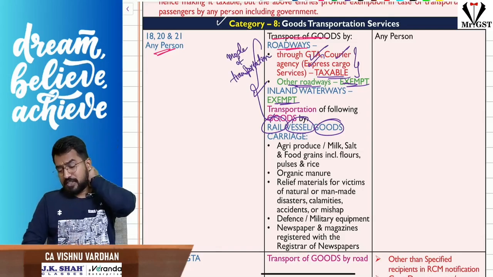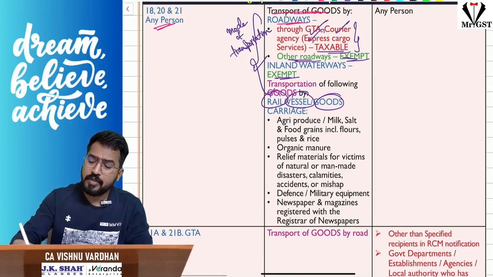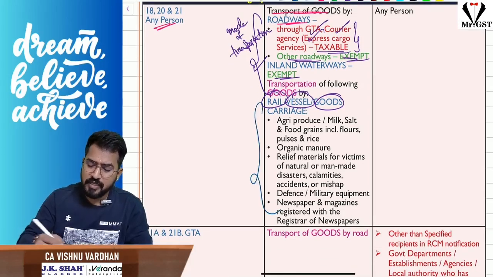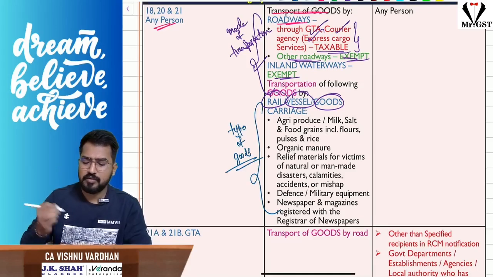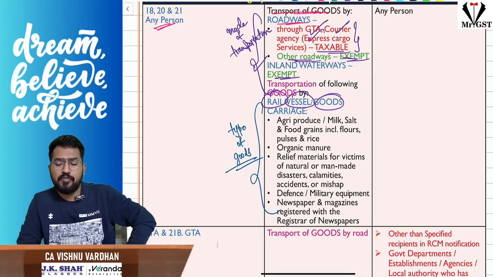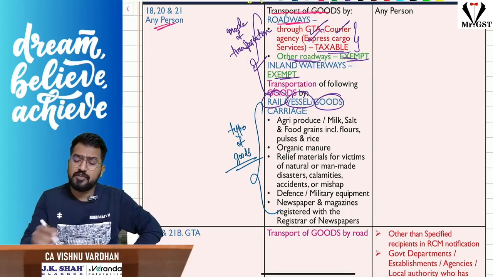Based on that, the exemption is given. But here, in this particular case, we are discussing that the exemption is based on type of goods. So what is the exemption based on type of goods?